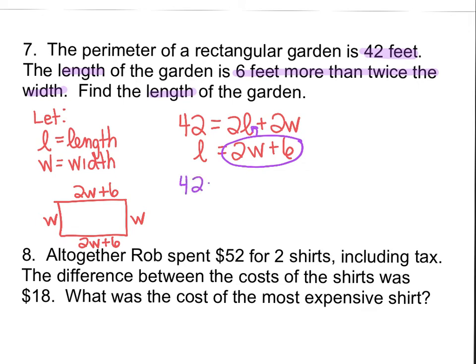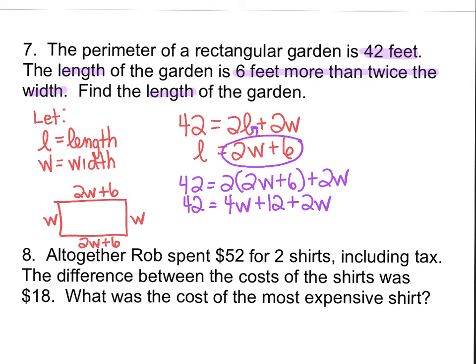So I would get 42 equals 2, don't forget the parentheses, times 2W plus 6, plus 2W. I'm going to distribute that 2, and I get 4W plus 12 plus 2W. I'm going to further combine my W's, and I get 6W plus 12. So again, just solving a two-step equation. I'll rewrite it over here because I have more room.